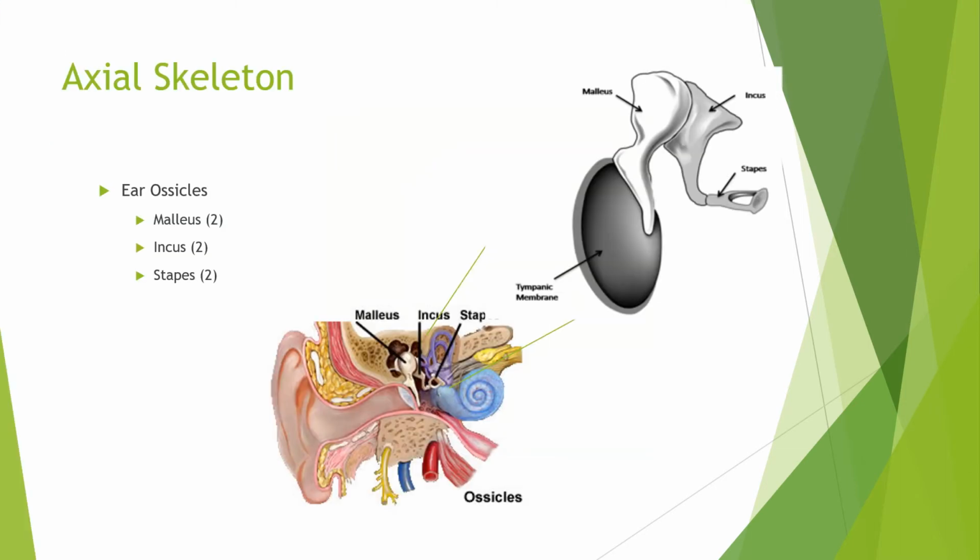Within our ear, we have three tiny bones called the malleus, the incus, and the stapes. The malleus is closest to the tympanic membrane, while the stapes covers the oval window. It's the medial most of the three. A way to remember it from lateral to medial is MIS: malleus, incus, stapes.